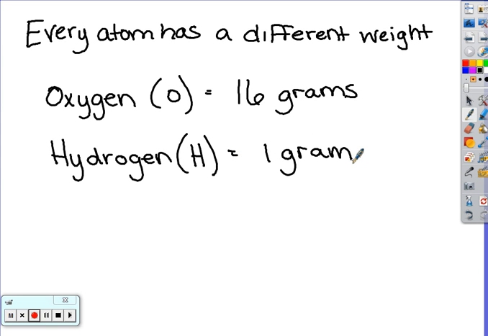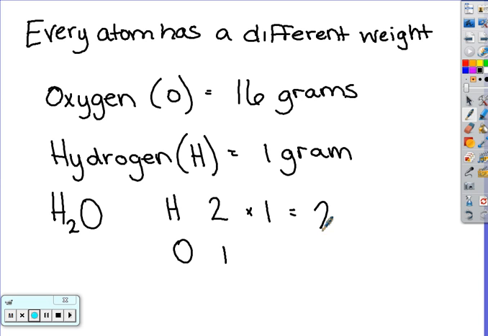So when we're talking about water, which is H2O, we have 2 atoms of hydrogen and 1 atom of oxygen. Each hydrogen weighs 1 gram. So if we have 2 hydrogen atoms, each weighing 1 gram, the total weight for all of hydrogen in water is 2 grams. We have 1 atom of oxygen, and each atom of oxygen weighs 16 grams. So the total weight for oxygen in H2O is 16 grams, which means the total weight for each molecule of water is going to be 18 grams.